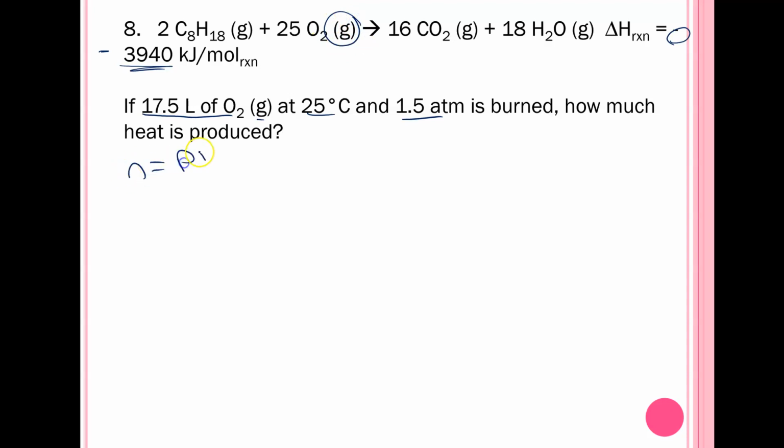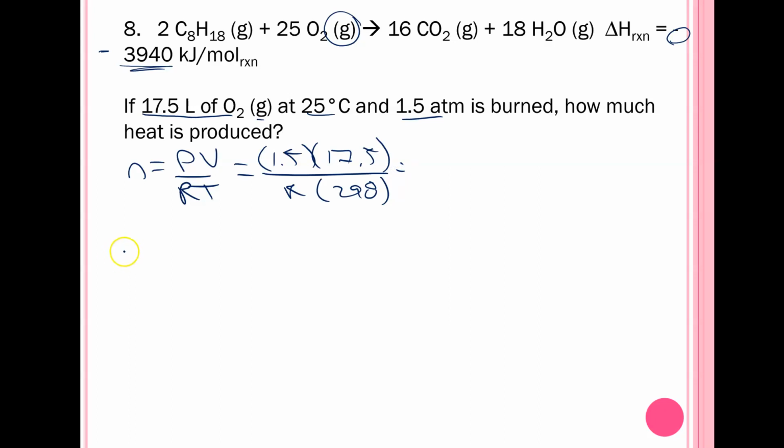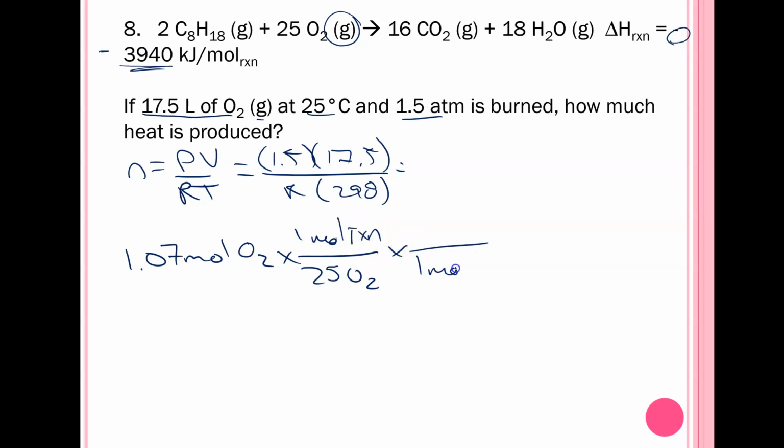So n equals PV over RT for my gas, which is 1.5 times 17.5 over R and 298. That tells me the moles of oxygen are 1.07 moles of oxygen. And once I have it into moles, I'm going to change from oxygen into 1 mole of reaction. 1 mole of reaction is negative 3940 kilojoules, and you get negative 169 kilojoules.